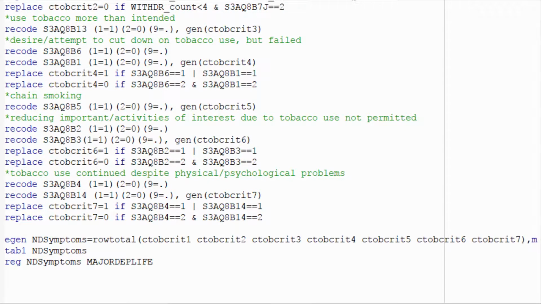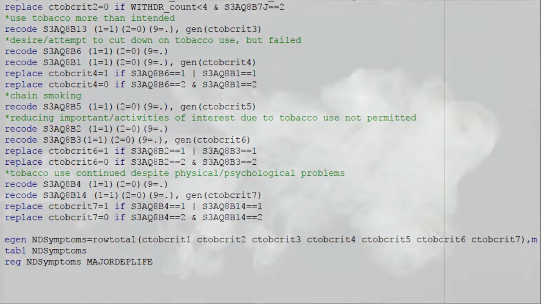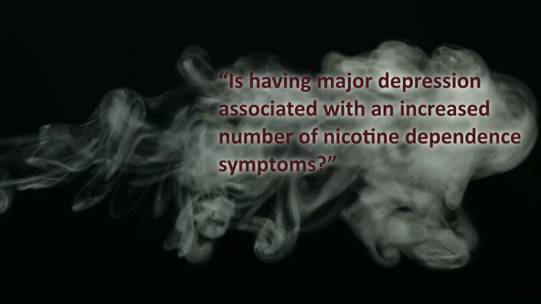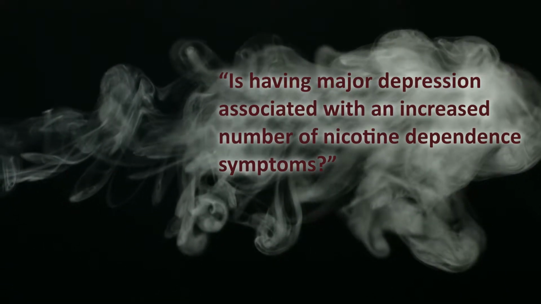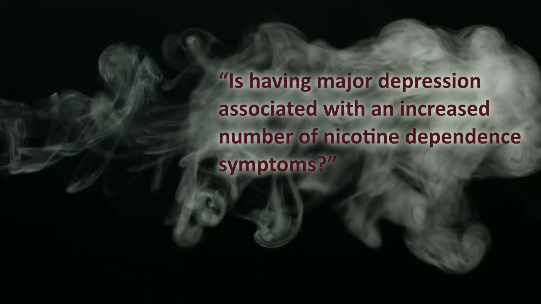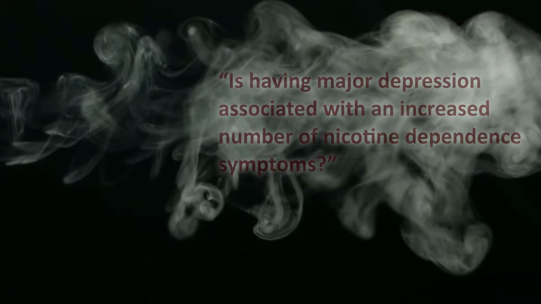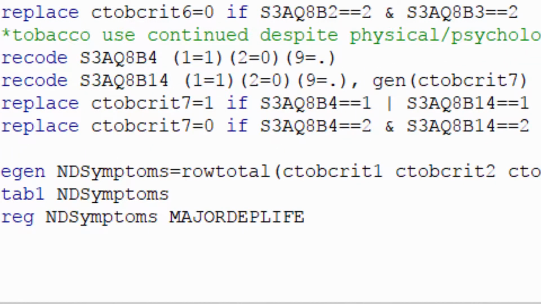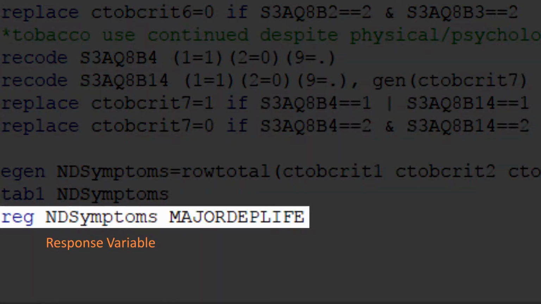That is the data management required to create our new ND symptoms variable in order to answer the following research question. Is having major depression associated with an increased number of nicotine-dependent symptoms? Now we can work on the code to test the linear relationship between depression, the variable major dep life, and number of nicotine-dependent symptoms, our new variable ND symptoms. Reg ND symptoms major dep life. In this code, the response variable comes first, then the explanatory variable.